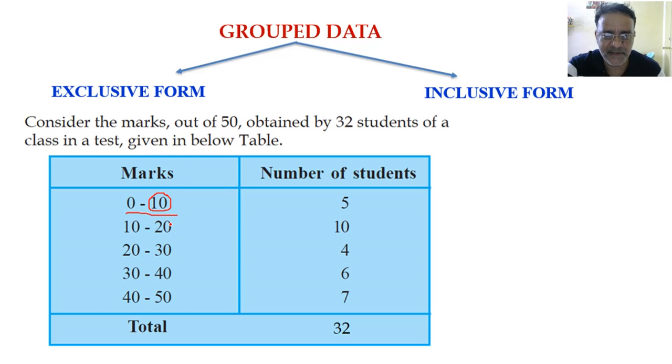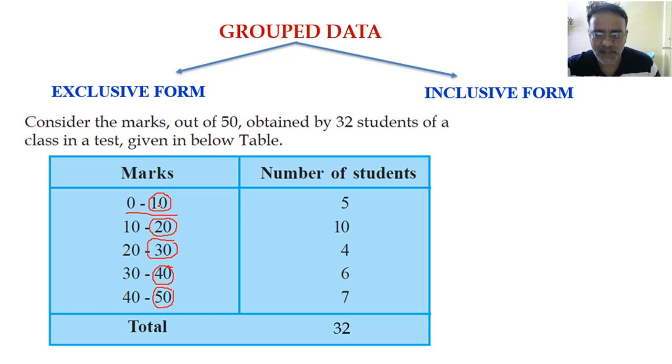All upper limits are not included. 20 is not included in this class. 30 is not included in this class. 40 is not included in this class. 50 is not included in this class. That means excluded. So from the excluded word, the exclusive form is made here.